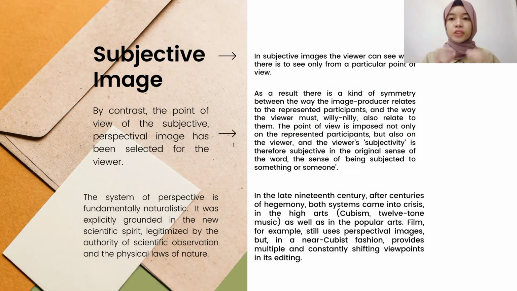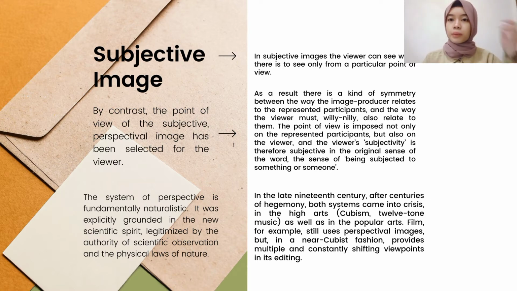By contrast with the objective image, which disregards the viewer, the point of view of the subjective perspectival image has been selected for the viewer. As a result, there is a kind of symmetry between the way the image producer relates to the represented participants and the way the viewer must relate to them. The point of view is imposed not only on the represented participants but also on the viewer, and the viewer's subjectivity is therefore subjective in the original sense of the word, in the sense of being subjected to someone or something.